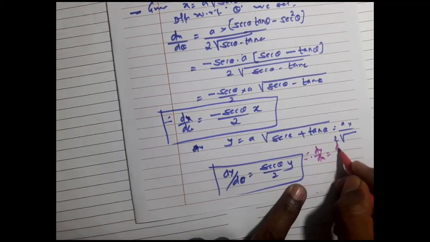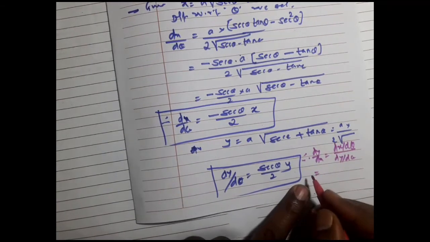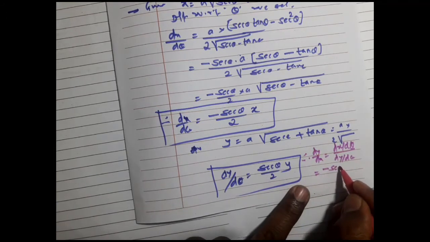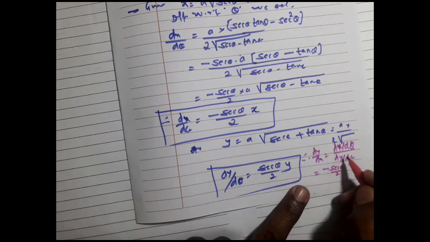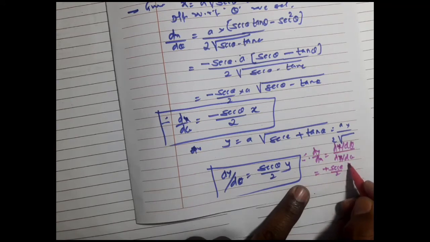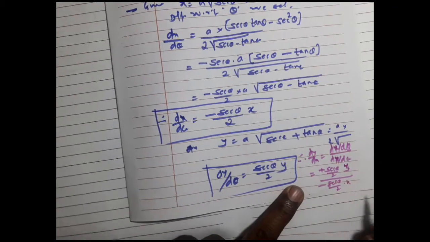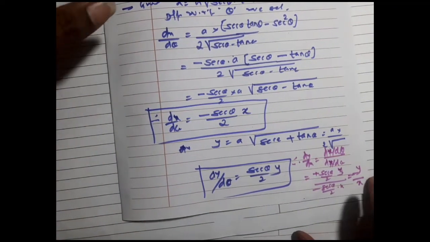And therefore, dy by dx is dy by d theta upon dx by d theta. dx by d theta is minus sec theta upon 2 into x. So dy by d theta upon dx by d theta is plus sec theta upon 2 into y divided by minus sec theta upon 2 into x. So what remains? Minus y upon x.